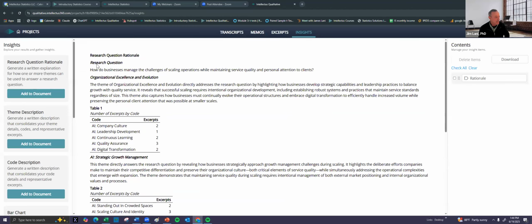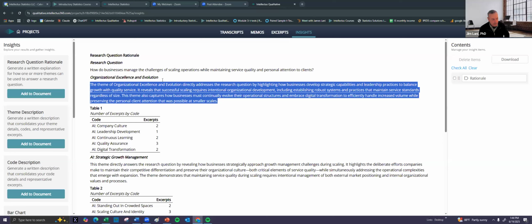Okay, so you can see the research question here. Here's the first theme, and the rationale for that theme tying to that research question. So let me open up to questions here around quant, qual, methodology, conducting analyses. The first one is, can we talk about the literature review tool?